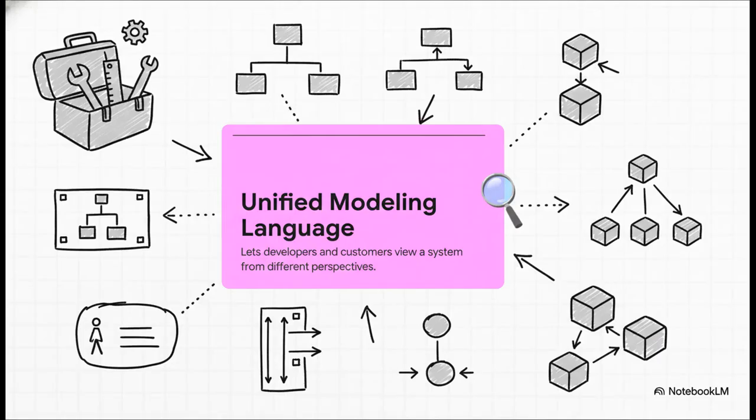Okay, but for more complex systems, we're going to need a bigger toolbox. And that's where UML, the Unified Modeling Language, comes in. It's not just one type of diagram, it's a whole standardized set of them.